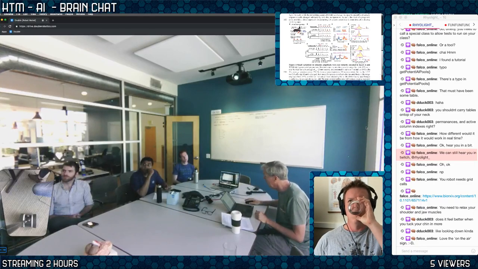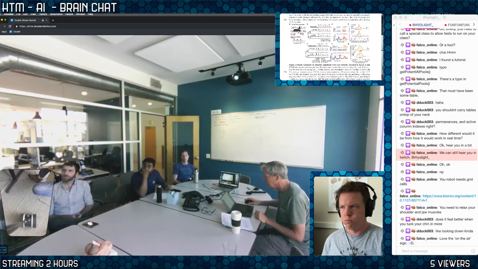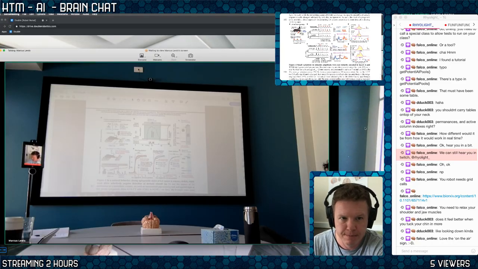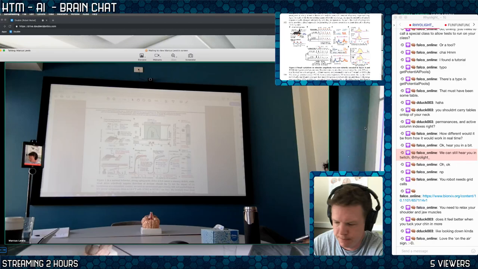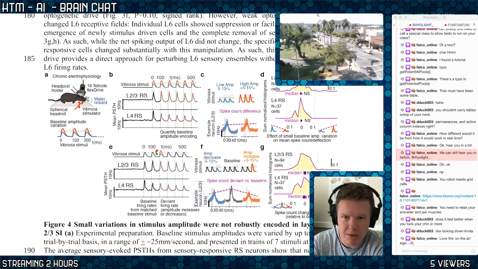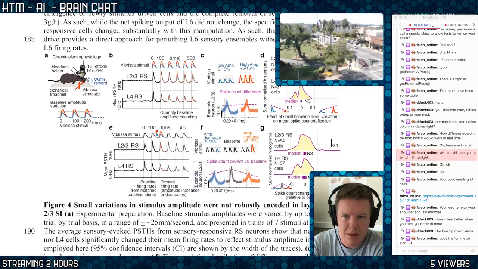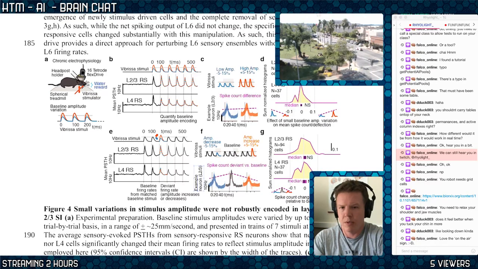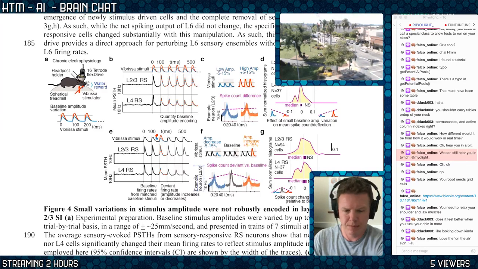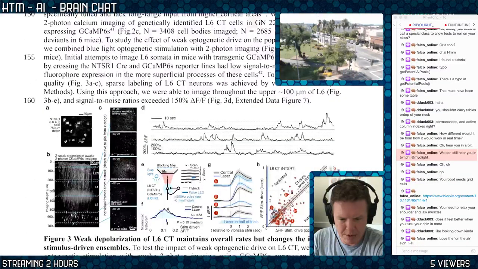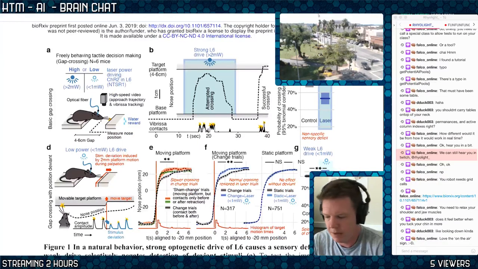One paradigm that they're studying is represented by this figure here. This is an experiment where the rat wants to cross this gap, because there's a water reward on the other side. The rat has to figure out how far across it is by stretching its snout and feeling with its whiskers. In this case, they're going to be optogenetically activating layer 6 cells while they're doing this test.